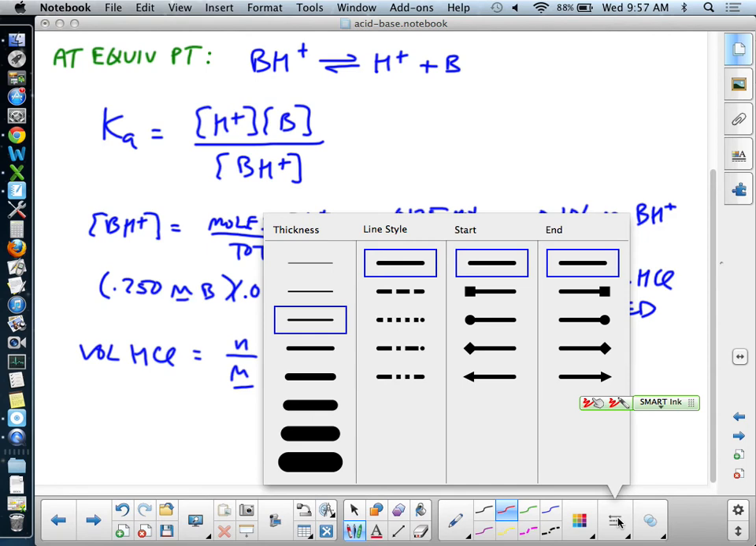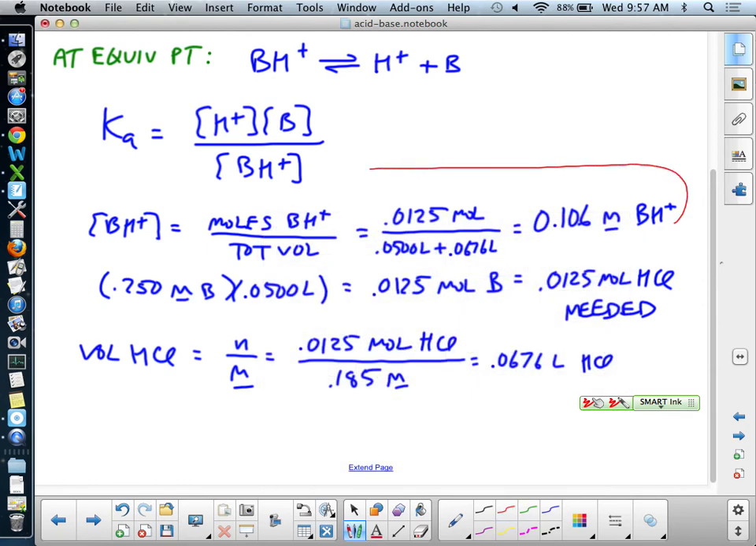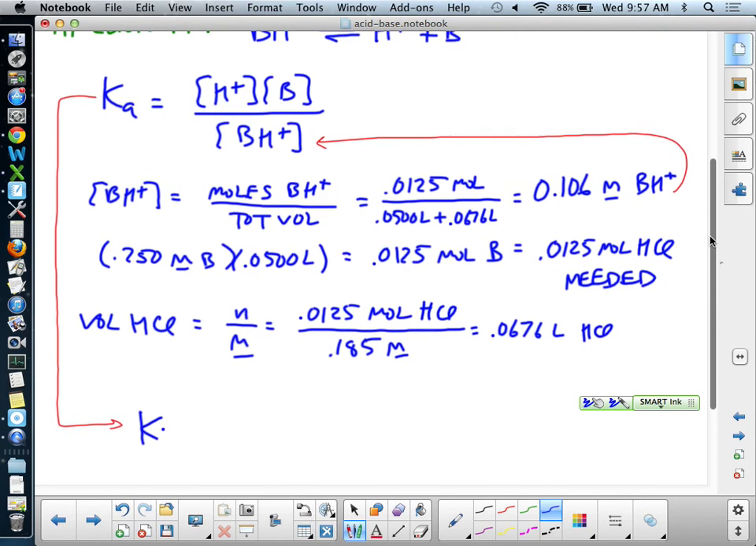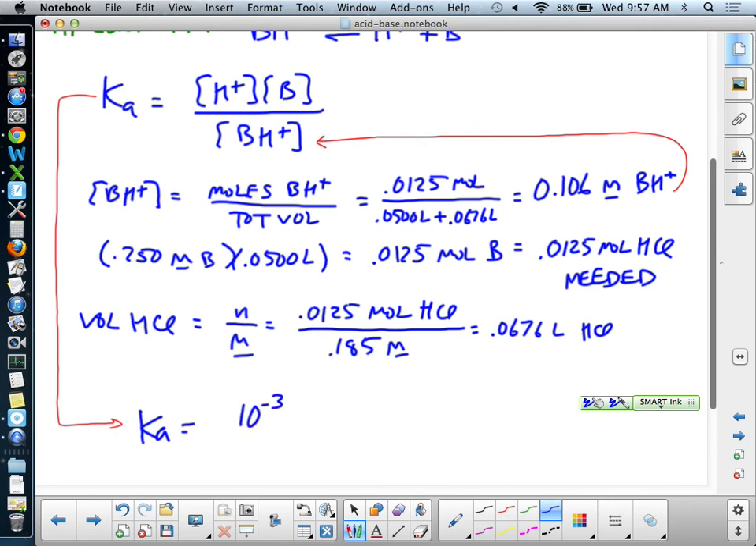That then goes back into the Ka expression. Let's bring that all down here. And I will now say Ka equals, well, the hydrogen ion concentration is going to be 10 to the negative 3.10, and we'll square the whole thing, over the concentration of BH plus, which is 0.106. That gives me a Ka value of 5.93 times 10 to the negative 6.